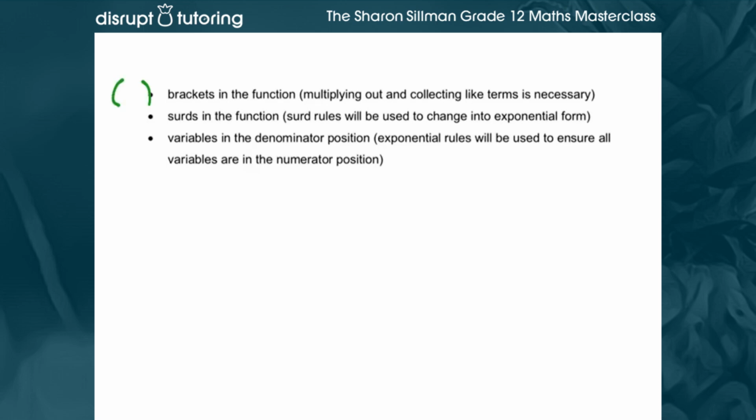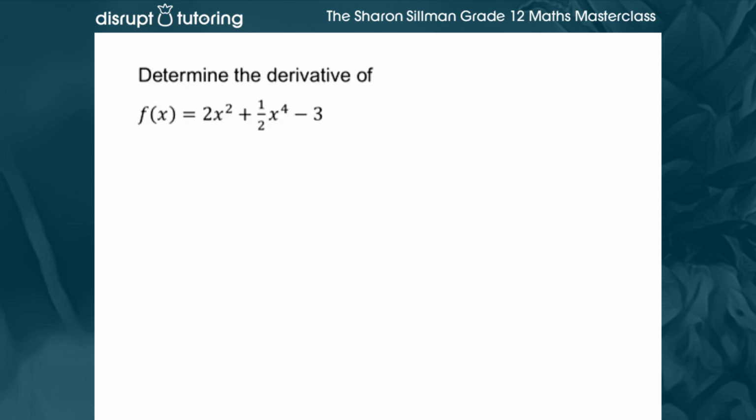If there are any surds in the function, you need to use the surd rules and change them back to exponential form. So if you see any surd, square root, cube root, fifth root, you will need to perform the rule on it that changes it back to an exponent. If you see any variables in the denominator, so if you've got a fraction with something on top and there's an x in the denominator or a y or whatever, we can't use the rule if there's a variable in the denominator. So again, you need to know your exponential rules in order to make sure that variable can be moved to the numerator position. So all of these are going to come up now in the examples I do from here on in.